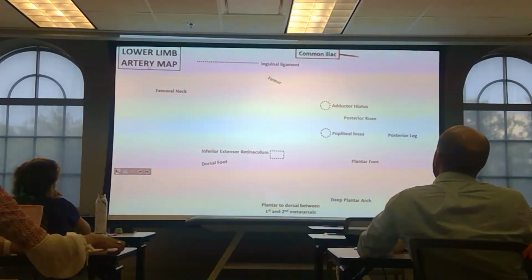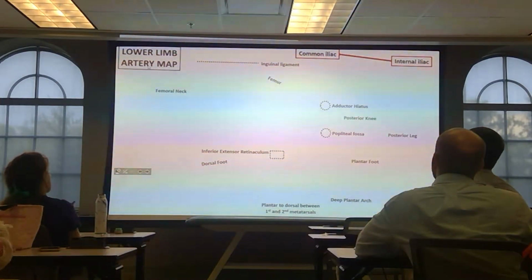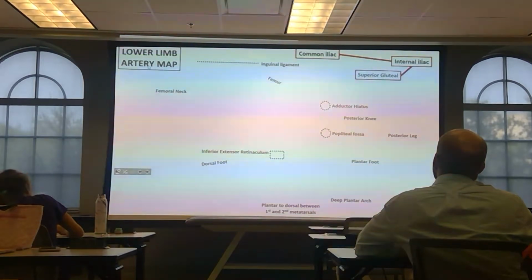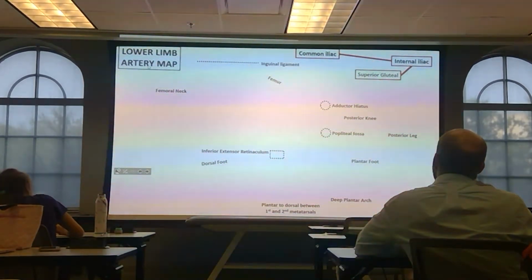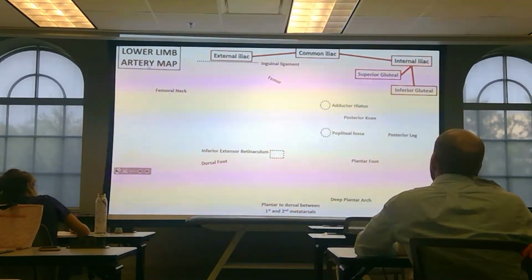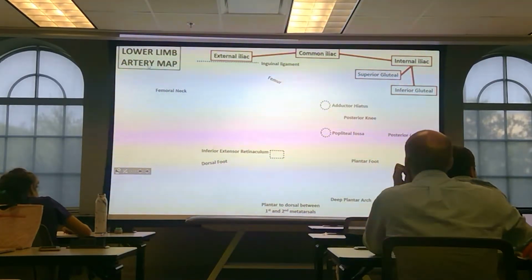So remember your common iliac, anything that's common is going to split. So the common iliac is going to split into the internal and the external iliac. The two branches of the internal iliac that you need to know for this unit are the superior and the inferior gluteal. The common iliac then goes into the external iliac. This is the one that's important as far as branches for this unit. We'll come back to the internal iliac on your last unit.